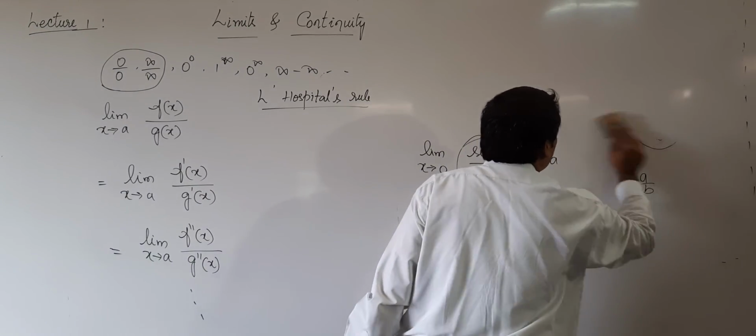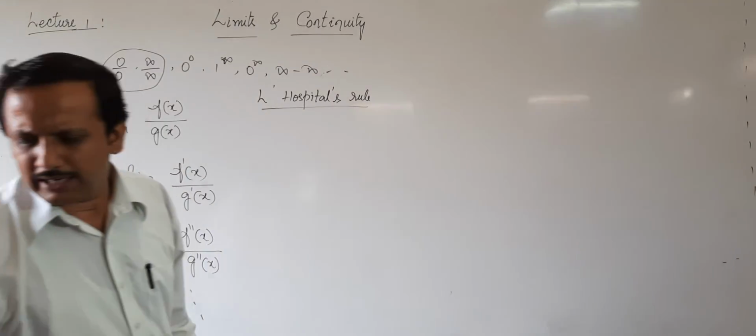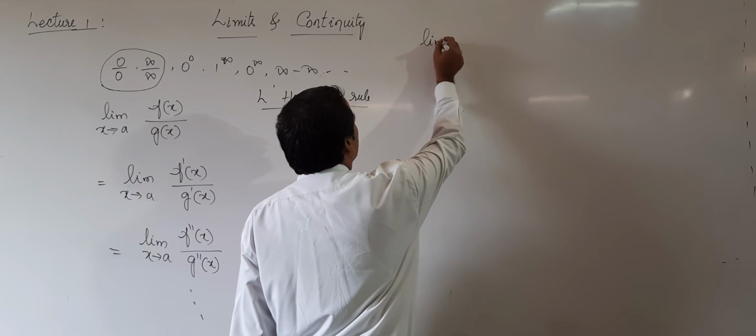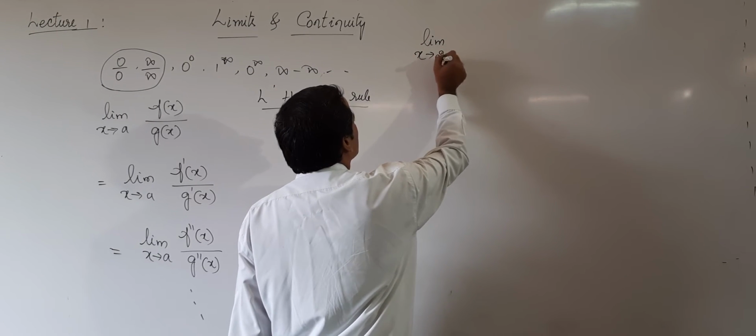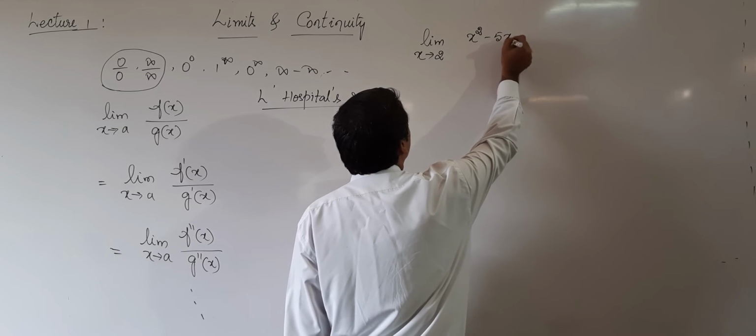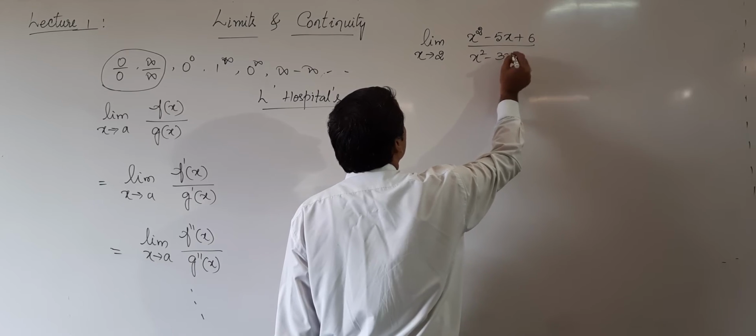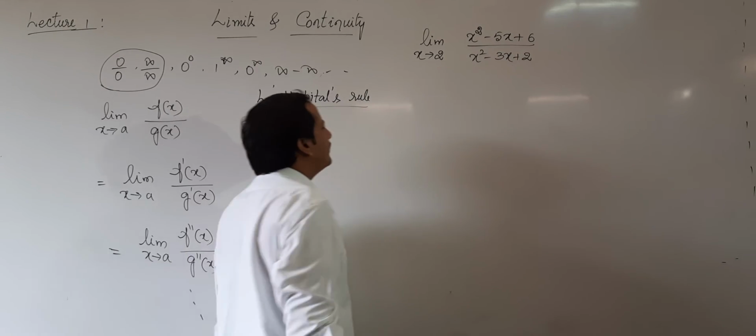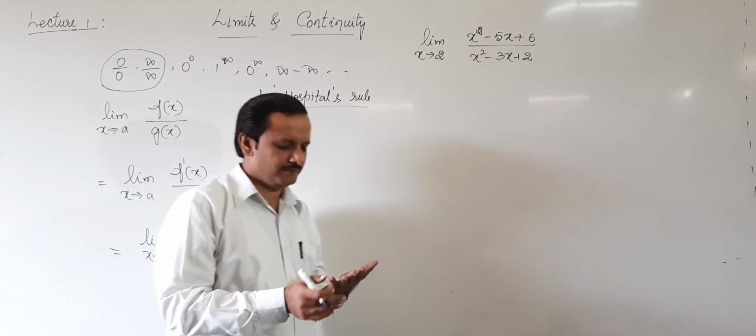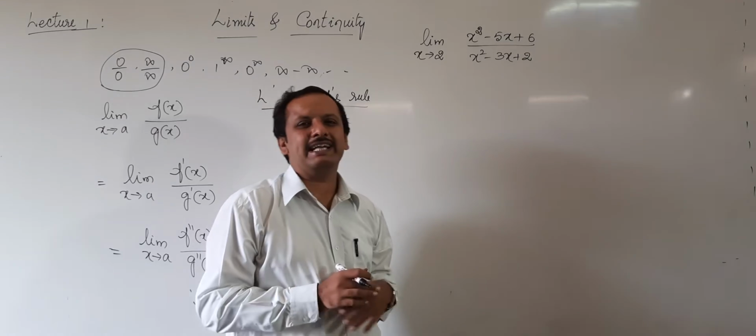So let me take very well-known examples only. A few examples. I will go by the actual method also, and then I will go by this. Suppose I have limit x tends to 2, x square minus 5x plus 6 divided by x square minus 3x plus 2. If I ask you to evaluate this limit, how do you evaluate? First we will check by directly applying the limit.